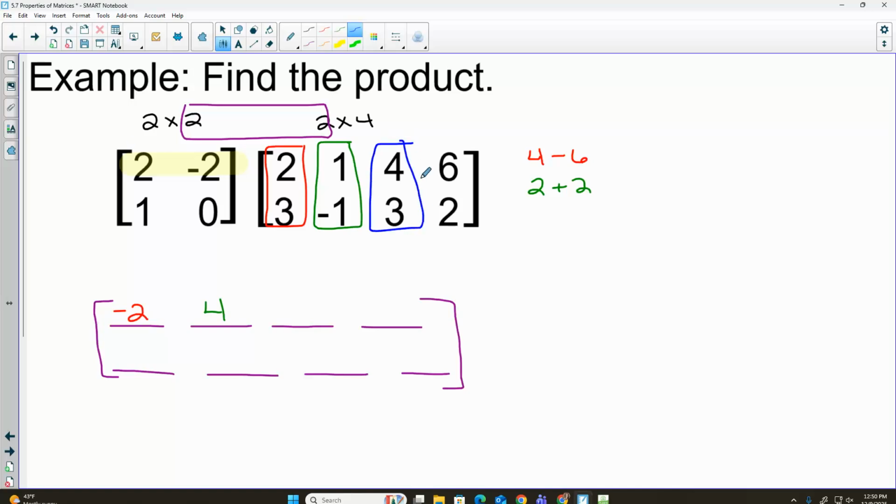Third column, 2 times 4 is 8. 2 times -3 is -6. 8 plus -6 is 2. Fourth column, 2 times 6 is 12. 2 times -2 is -4. 12 plus -4 is 8.